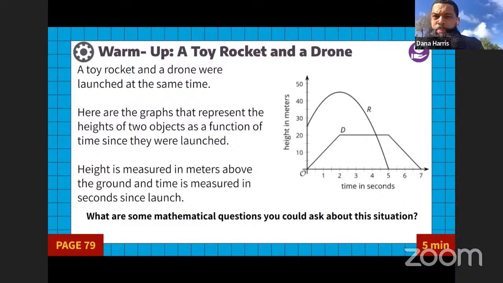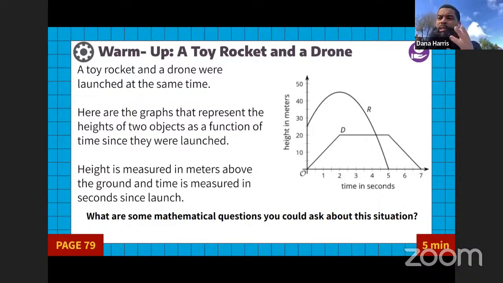So as you can see, we're on page 79 and there is a picture and it gives a description of this graph that we showed. Now notice there are 2 different graphs in the same one. It says a toy rocket and a drone were launched at the same time. Here are the graphs that represent the heights of 2 objects as a function of time since they were launched. So notice you have on the independent axis, or the x-axis, the time measured in seconds. And on the dependent axis, or the y-axis, you have the height measured in meters. Notice it says the height is measured in meters above the ground and the time is measured in seconds.